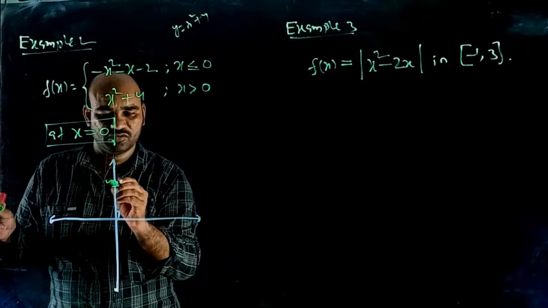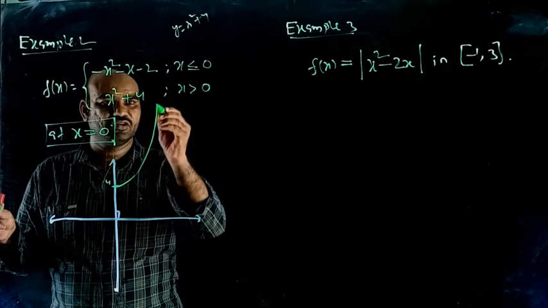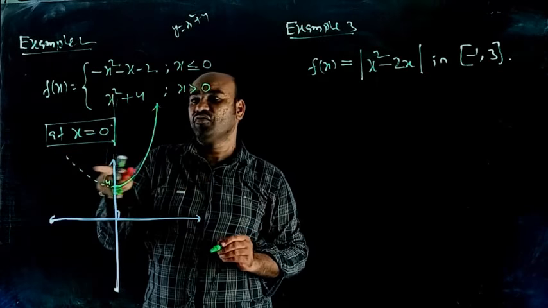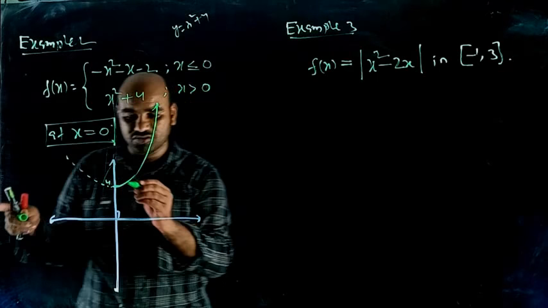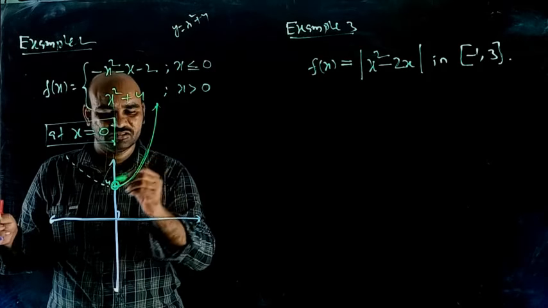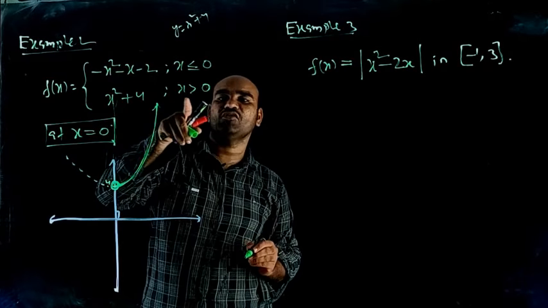The point is (0, 4). Actually, the graph will be like this. This graph should be taken in the domain of x greater than 0. X greater than 0 means an open circle. So this is the graph of y equal to x square plus 4 in the domain of x greater than 0.